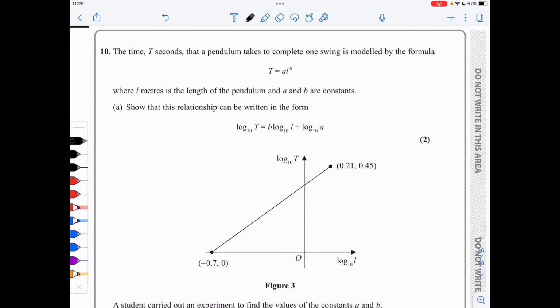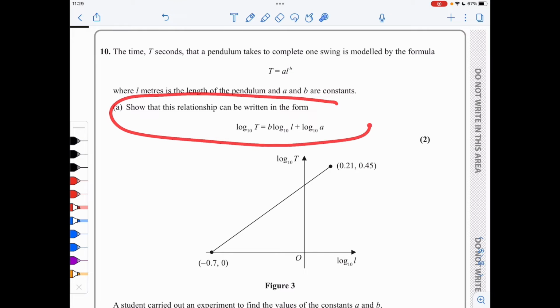Question 10, we've got the time, capital T seconds a pendulum takes to complete one swing. It's given by this formula, T is A L to the B, where L is the length of the pendulum in meters, and A and B are constants. So we need to start off by showing that this relationship can be written in this form.